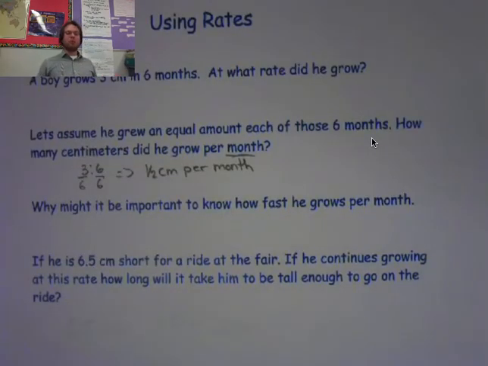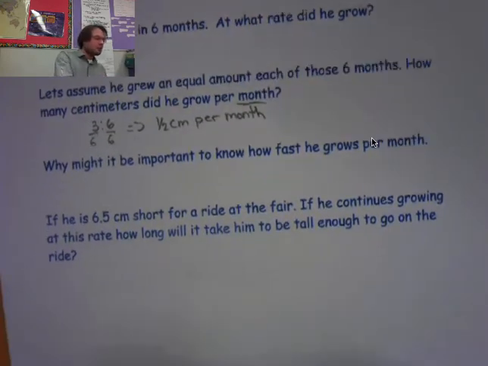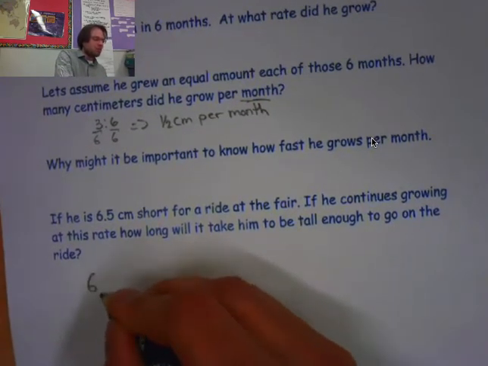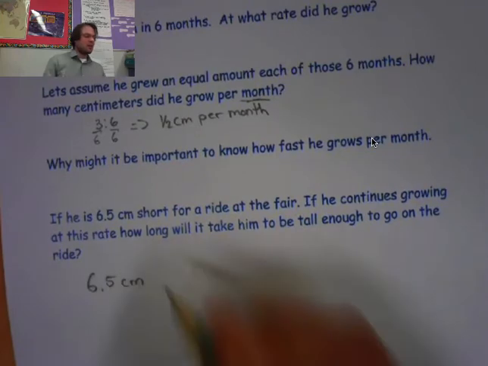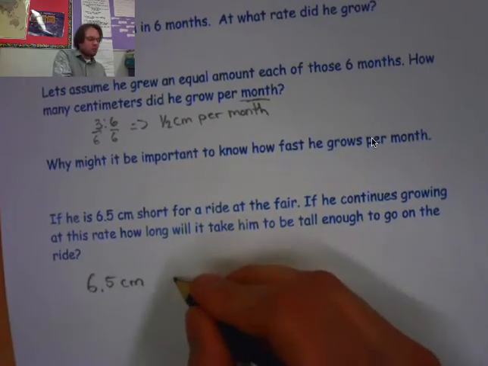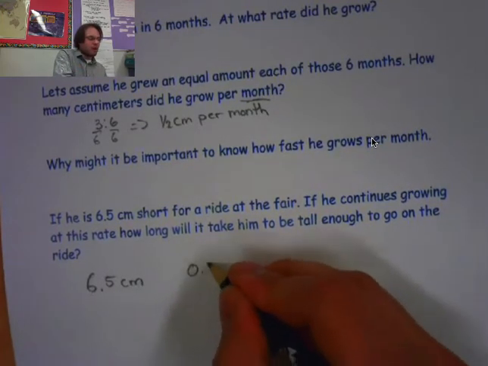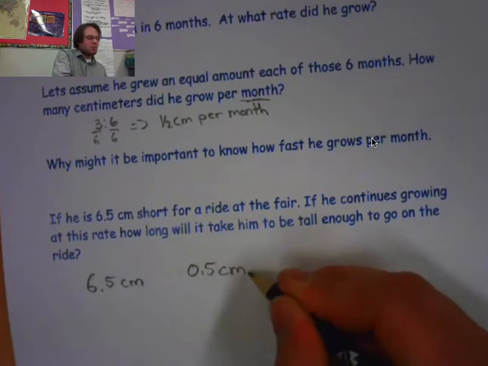So now let's say this boy wants to take this ride at the fair, but he is 6.5 centimeters short for the ride. Now we're going to assume he keeps on growing at a rate of 0.5 centimeters per month. So how long will it take him to go on that ride? So he needs to grow 6.5 centimeters. Now he grows 0.5 centimeters per month.